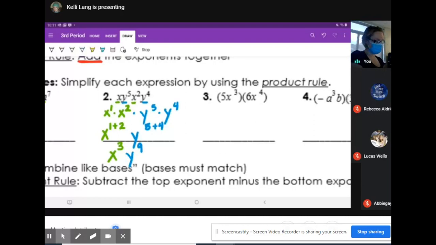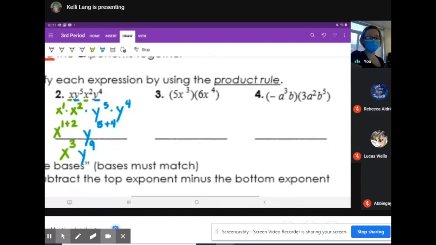So moving on to number 3, the purpose of number 3 is just to show you that these parentheses just mean multiply. We are not trying to trick you with the parentheses. This just means 5x cubed times 6x to the 4th. So we could rewrite this as 5 times 6 times x cubed times x to the 4th. So the x cubed times x to the 4th part, that's where our new rule comes in. We'll have to add those exponents together, 3 plus 4.